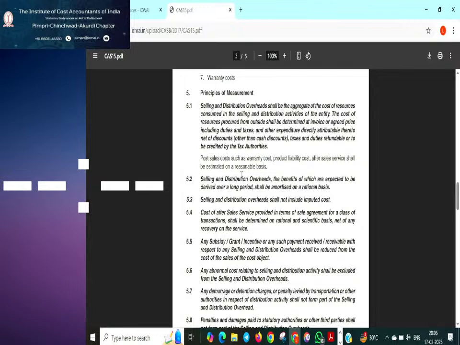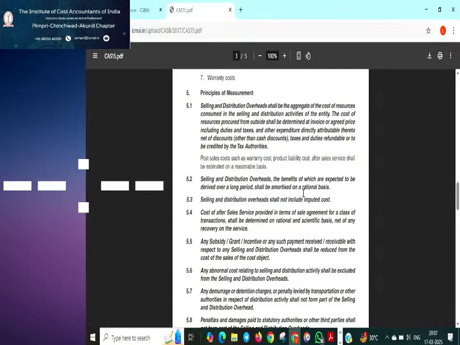Because in the beginning, while you sell a product, even though you sell it with a warranty, you don't know unless and until there is a defect or someone gets back to you for service. But still it should be reasonably estimated, maybe due to the data, previous trends, or with an assumption that this percentage of sales can come back for warranty claim or can come back for services within the warranty period. So that needs to be taken into consideration as warranty cost. Then coming to selling and distribution overhead, the benefits of which are expected to deliver over a longer period of time.